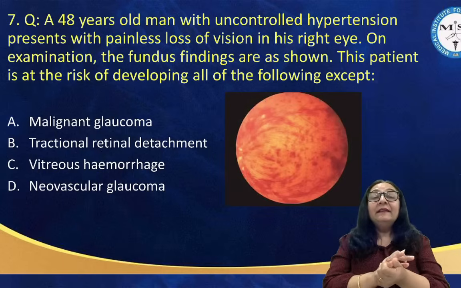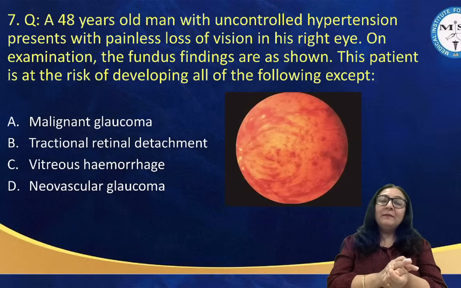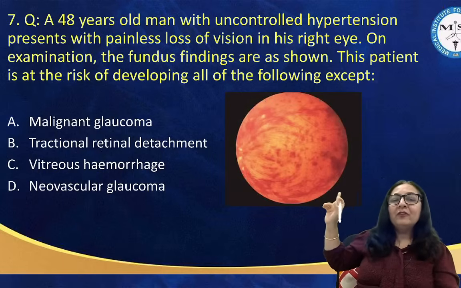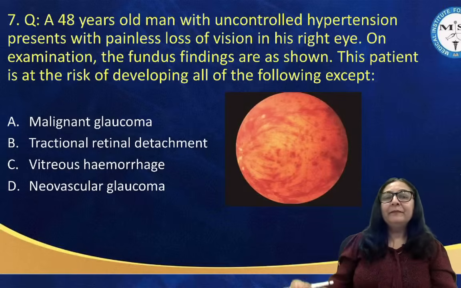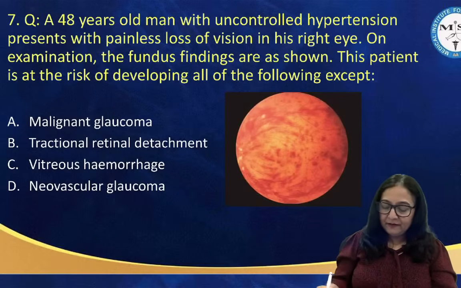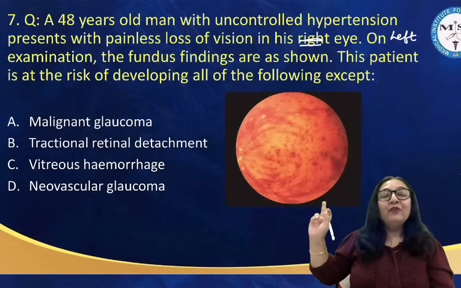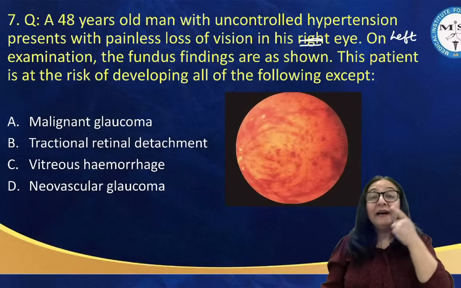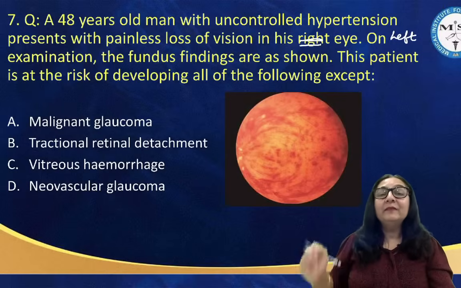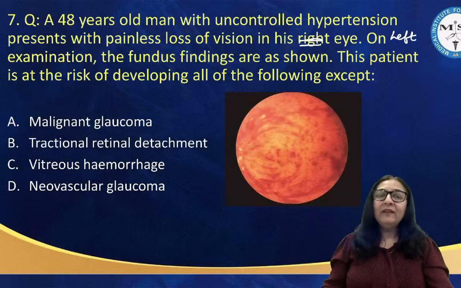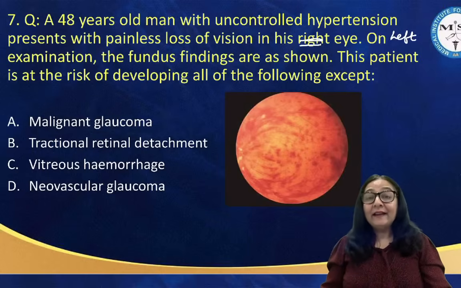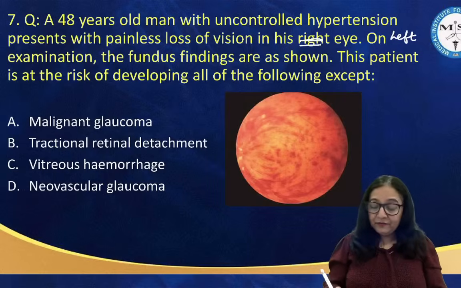A 48 years old man with uncontrolled hypertension presents with painful loss of vision in his right eye. It is actually the fundus photo of the left eye, so let me correct this. A 48 years old man with uncontrolled hypertension presents with painless loss of vision in the left eye. On examination, the fundus findings are as shown. This patient is at the risk of developing all of the following except.